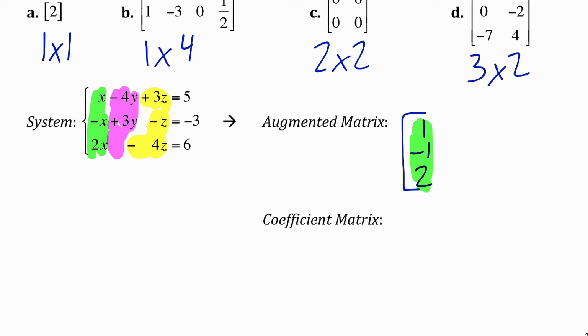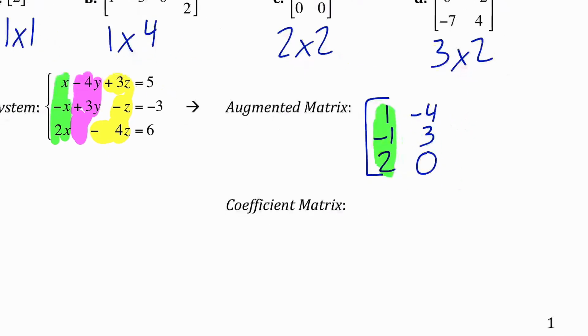Now in the next column, we're going to do the y coefficients. The first one we had is -4. The second one is +3. The third one doesn't have a y term, so it's like there's 0 y there. And again, to color code this, it's coming from our y terms.